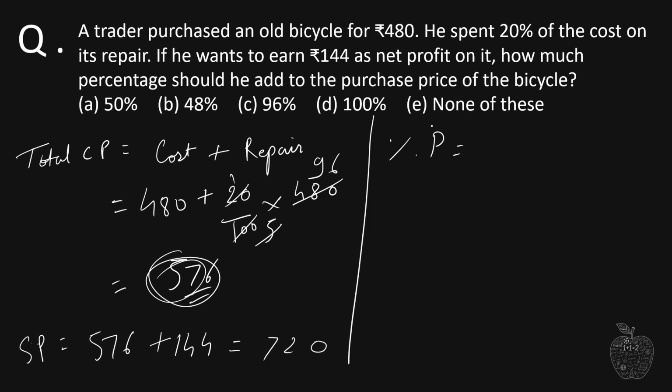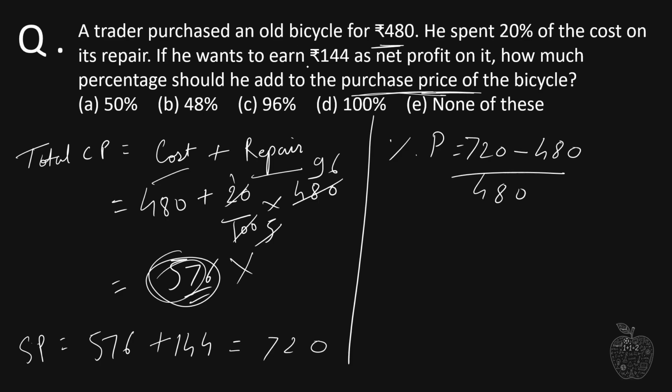Now here it gets a little tricky. The question here says that on the price of the bicycle, okay, purchase price of the bicycle, not this one. This is total CP. It includes cost price and repair. We do not need to calculate it on this. We need to calculate it on 480. Okay, so 720 minus 480 over 480.